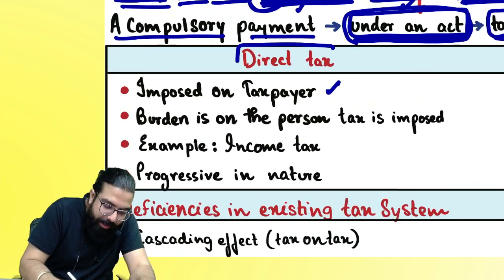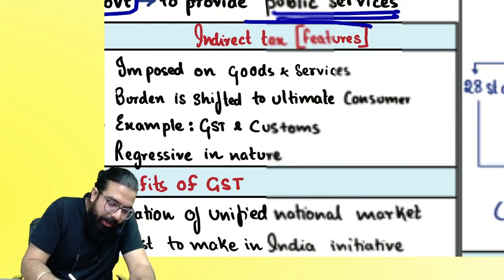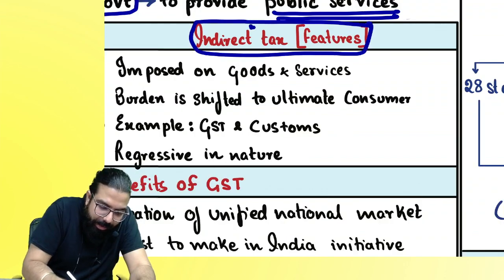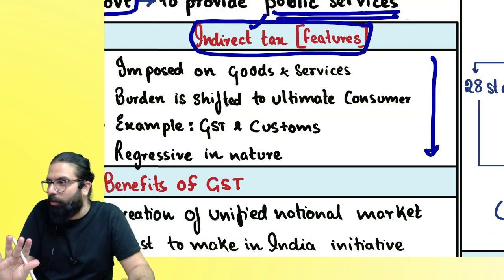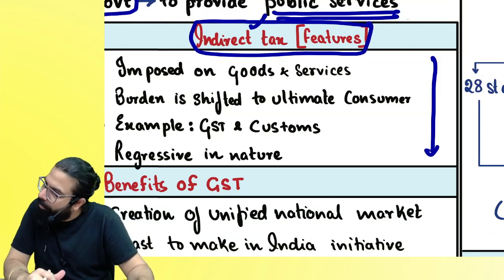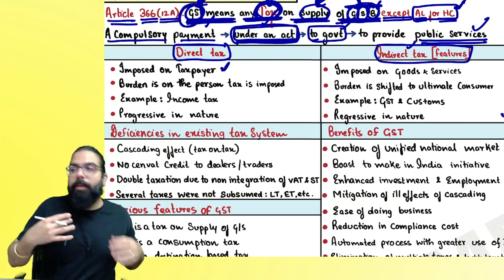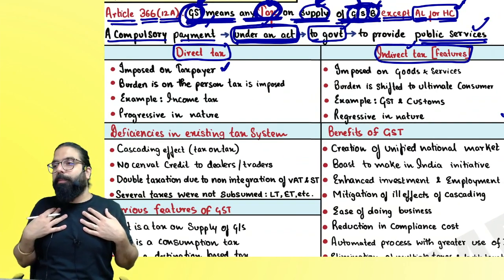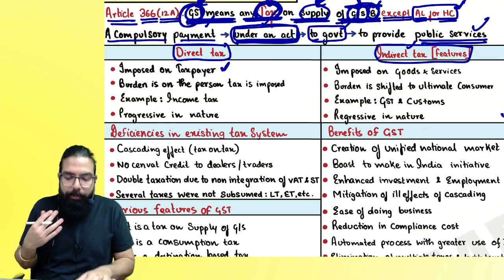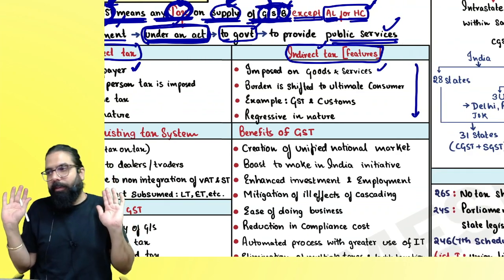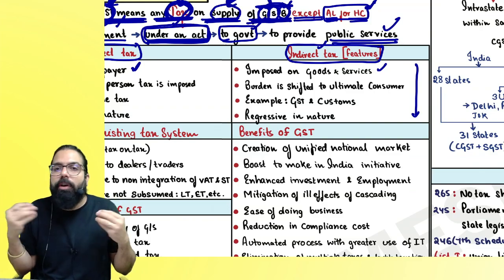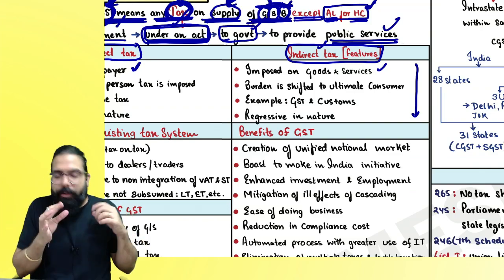Now, everyone over here, can you see the difference between direct tax and indirect tax? Let's understand. These are the direct tax and indirect tax differences, and these are the features of direct and indirect tax also. Number one, direct tax is imposed on me, the taxpayer. Indirect tax is imposed on goods and services. Are we clear? Indirect tax is not imposed on a person, it is on goods and services.